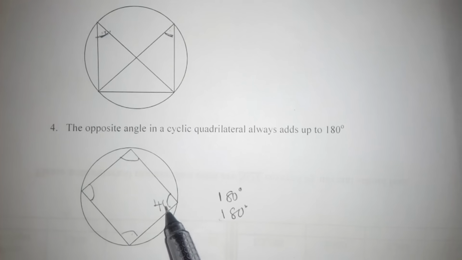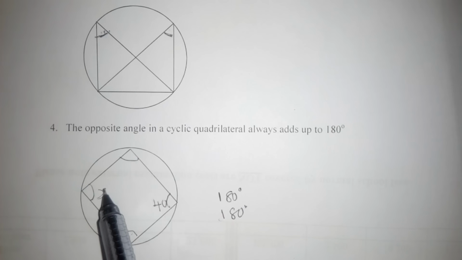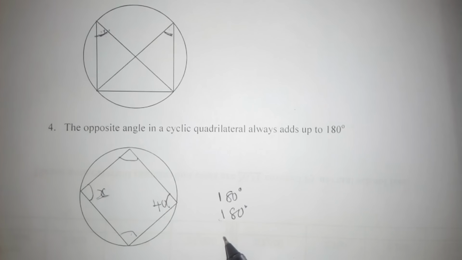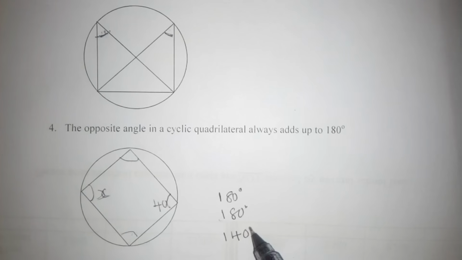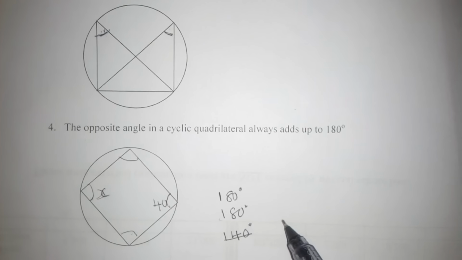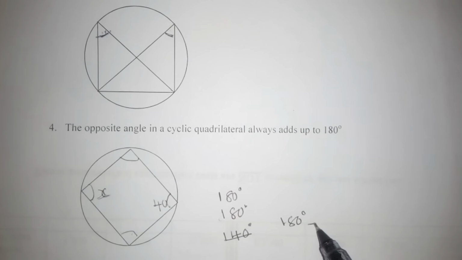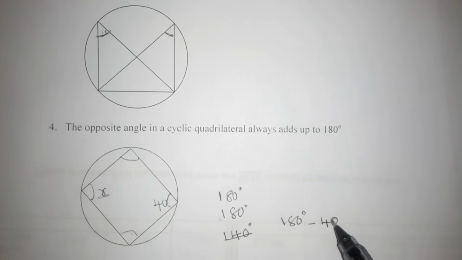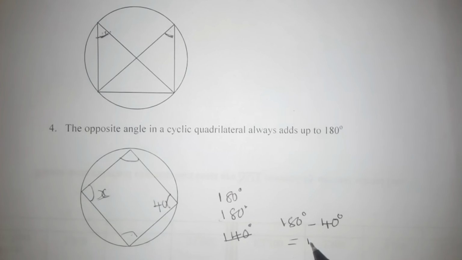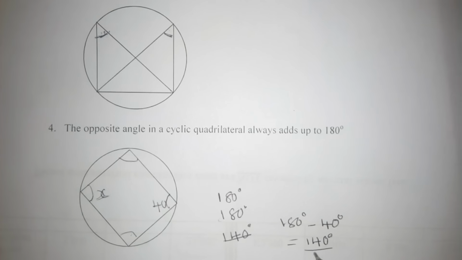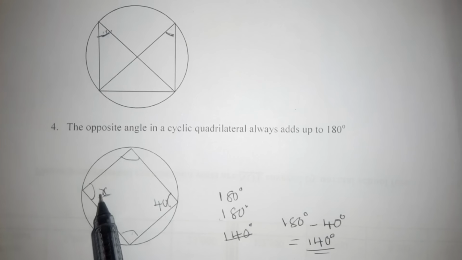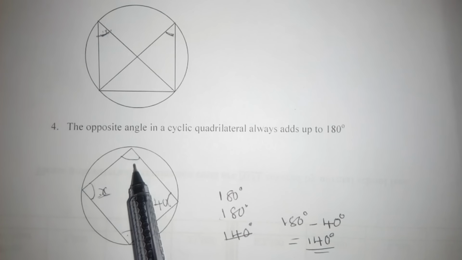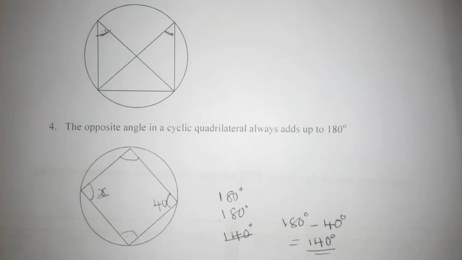If this is 40 degrees, what is this? What is angle x? Angle x will be equal to 140 degrees. We just say 180 degrees minus 40 degrees, which will give us 140 degrees. So this is how you find this angle. If this was 60, what is this angle? It will be 180 minus 60, okay, which will give us 120 degrees.